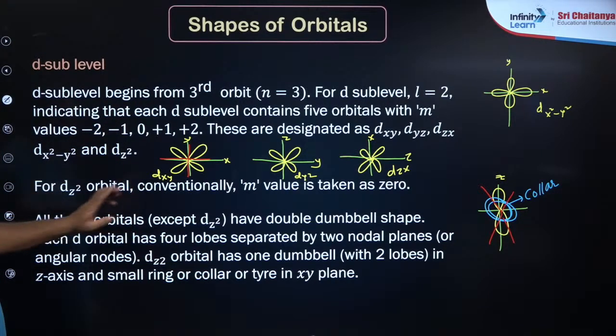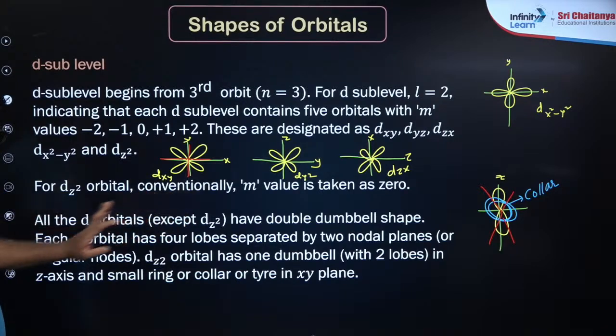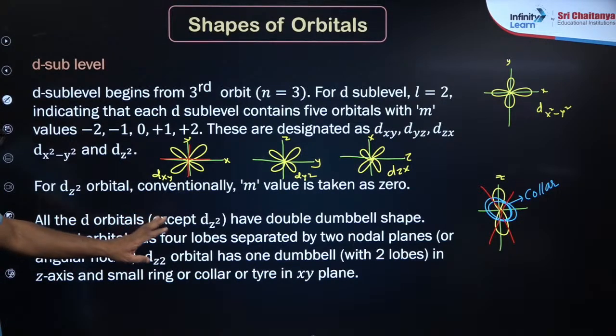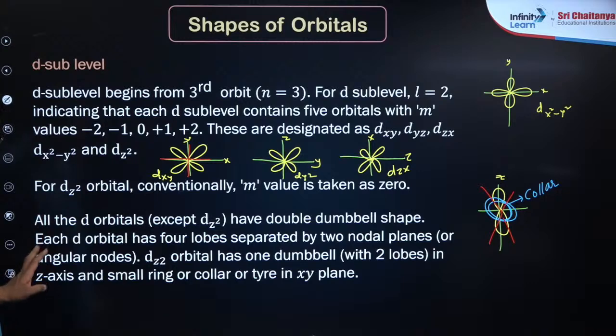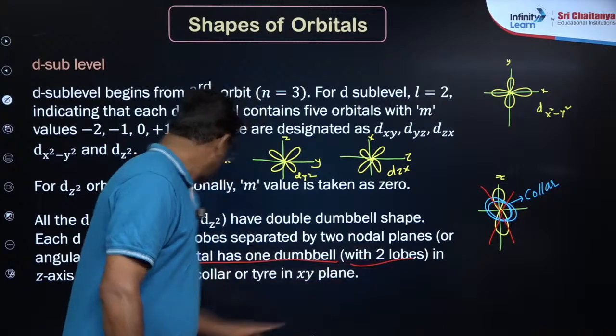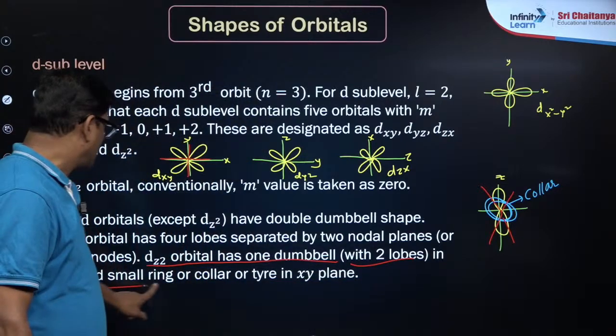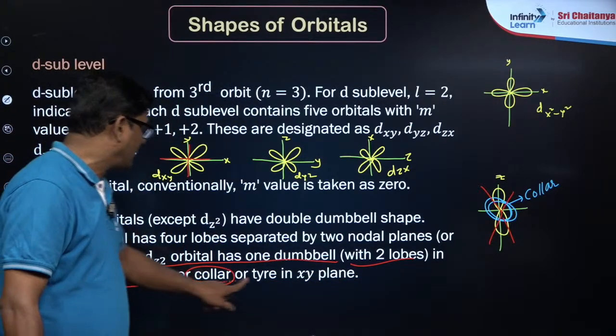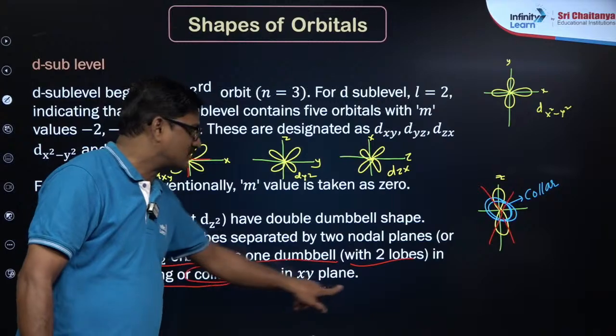It is written somewhere: all the d orbitals except dz square have the double dumbbell shape. Each d orbital has 4 lobes separated by 2 nodal planes or angular nodes, and the dz square orbital has 1 dumbbell with 2 lobes along the z axis and a small ring of collar type or tire type in the xy plane.